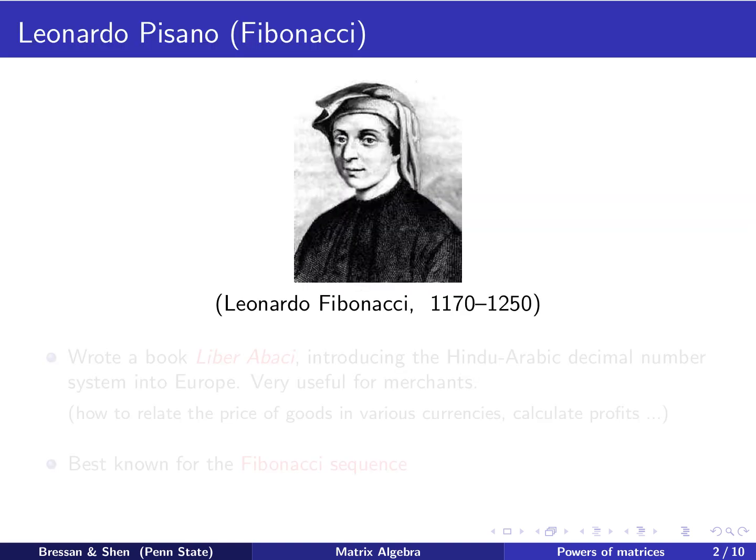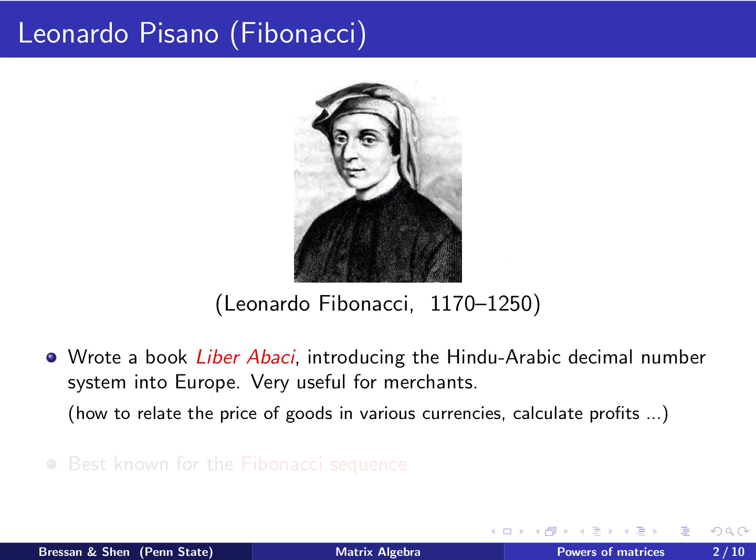First, a brief introduction to this Italian mathematician, Leonardo Fibonacci. This is a picture of him. He is famous for writing a book called Liber Abaci. He introduced the Hindu-Arabic decimal number system into Europe to replace the Roman numbers, and that was extremely useful for merchants to calculate. In particular, how to relate the price of goods in various currencies and calculate your profit and your loss.